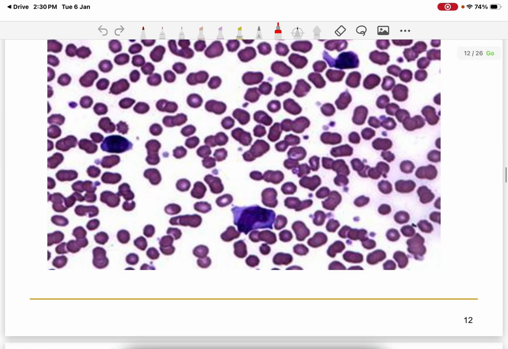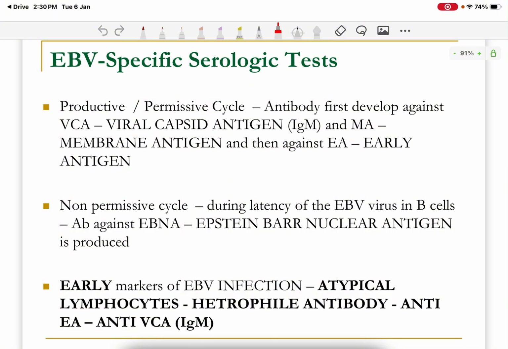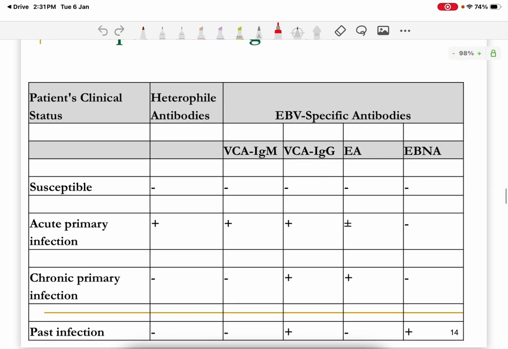We talked about the disease and pathogenesis, molecular aspects, and various antigens. Okay? So this is your replicative cycle, this is your non-replicative cycle, and this is your early marker for the lymphocyte cycle. Now, you may be asked about 3 or 4 scenarios for the disease or the infection, whether or not you have the IgM, or the IgG, or the early antigen, or the nuclear antigen. Okay?